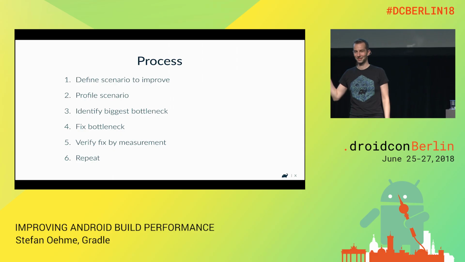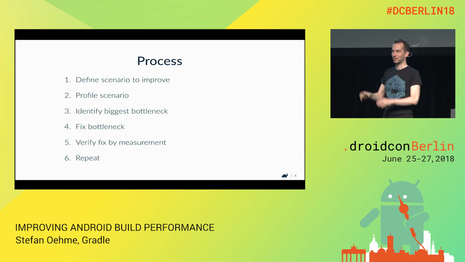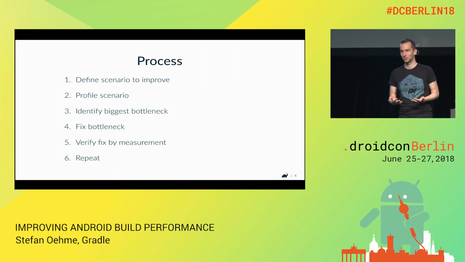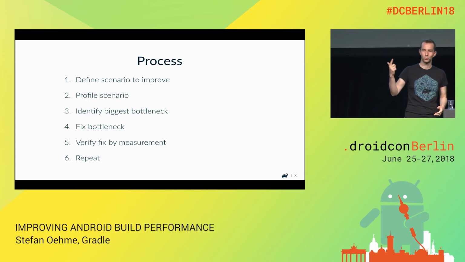by measuring again. I've also seen this way too often, just changing something, thinking that it will help, but not verifying that it's actually better. And so you might end up with a lot of extra complexity in your build without having improved anything. And once you've done that, well, repeat. Either at step number 3, identify the next bottleneck, or go back to 1. What do I want to make better next?